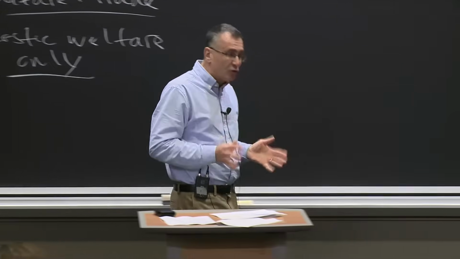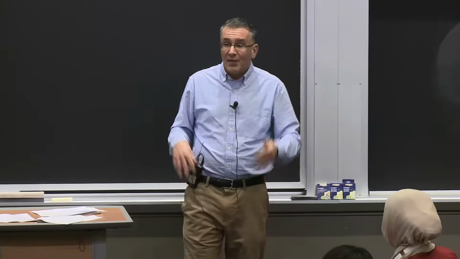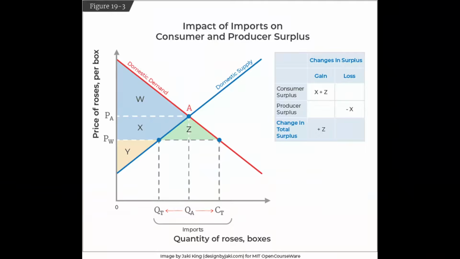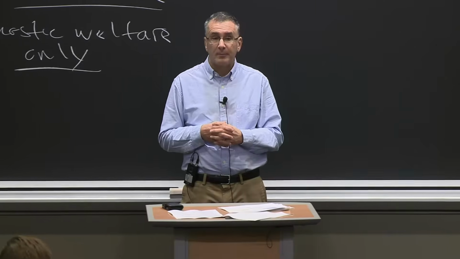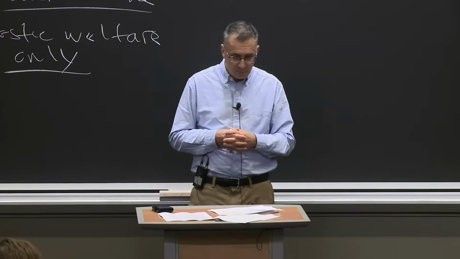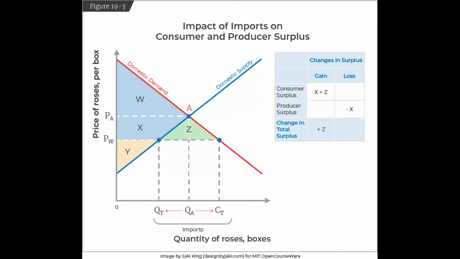So for US consumers, what has happened? They used to get a surplus of W. What's their surplus now? Yeah. X, W, and Z. Yes. Z, by the way, is the entire light purple area. It's confusing because there's this dotted line down the middle. Z is either side of the dotted line. The entire triangle is Z. So consumers now get W plus X plus Z.